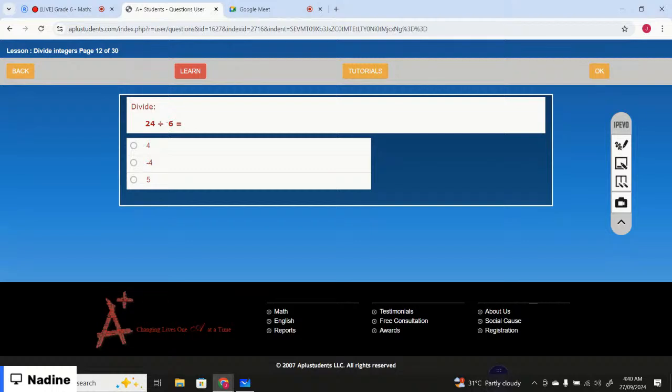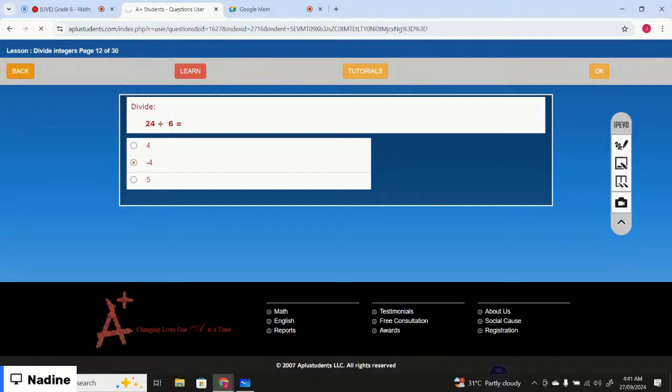24 divided by negative 6 equals. The correct option is negative 4, right? Okay, you can complete the lesson by yourself later today.